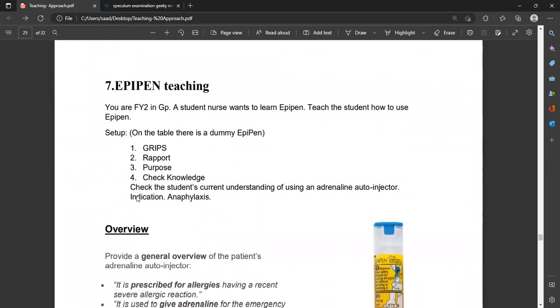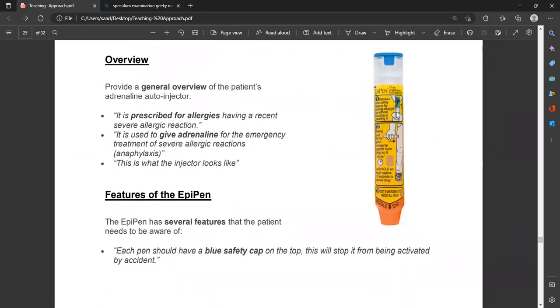Let's move towards our second last station, that is EpiPen teaching. And you are the same, what you are ever in GP. A student nurse wants to learn EpiPen. So let me show you what is EpiPen. This is EpiPen. Okay, this EpiPen has adrenaline in it. It is specifically used for the patients who have anaphylaxis reaction.